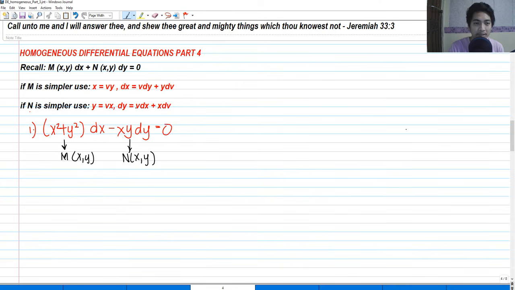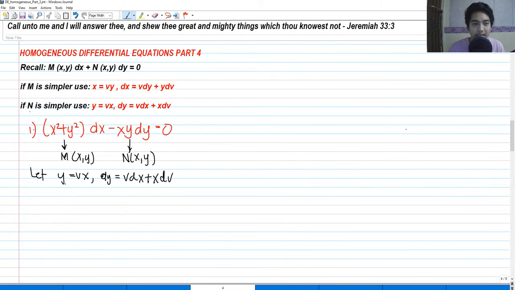And we have the following substitution to be made. If M is simpler, we have x equals vy, dx equals v dy plus y dv. And if N is simpler, we have y equals vx, dy equals v dx plus x dv. So in this differential equation, we know that N is simpler. So what we are going to do is let y equals vx, and we have dy equals v dx plus x dv.